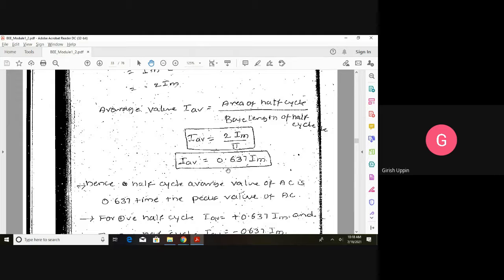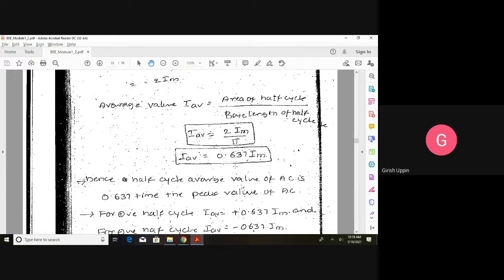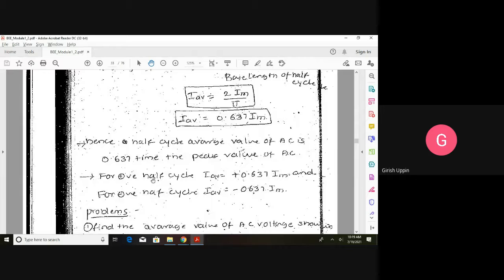Now, if you see here, I average is equal to 0.637 times Im. What is the meaning? If the peak value is 10 amperes, what would be the average value? It would be 6.37 amperes. So the average value is 63.7% of the peak value. That is how you can say it. Therefore, for the positive half cycle, the average is plus 0.637 Im. For the negative half cycle, I average is equal to minus 0.637 Im.